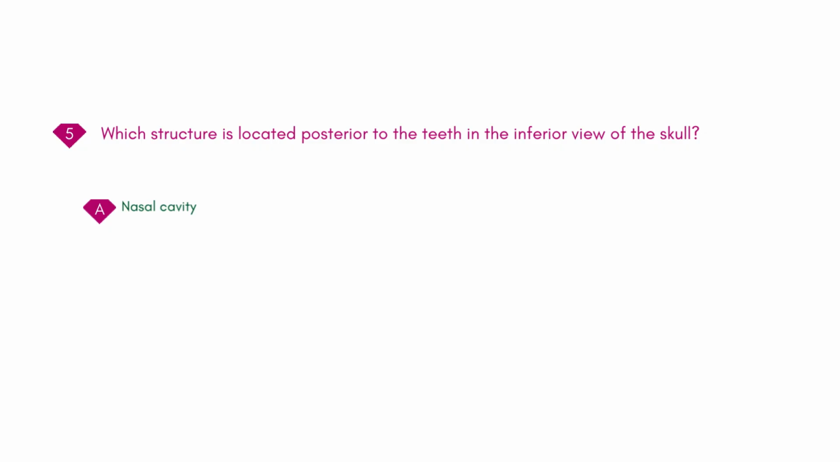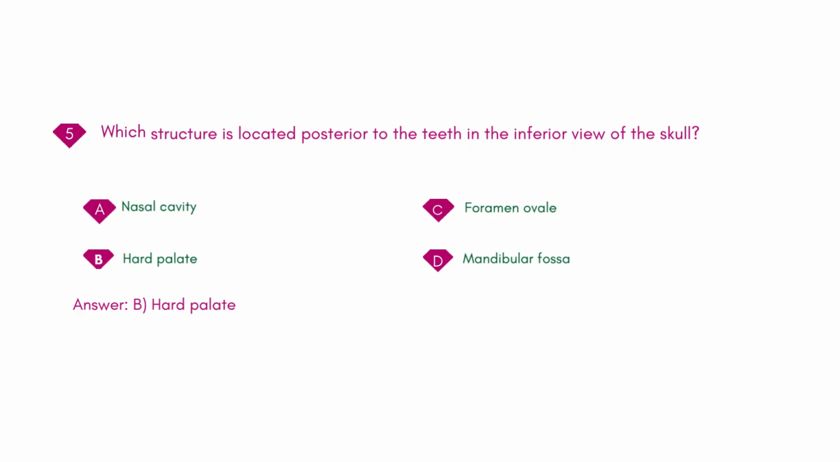Which structure is located posterior to the teeth in the inferior view of the skull? A. Nasal cavity. B. Hard palate. C. Foramen ovale. D. Mandibular fossa. Answer: B. Hard palate.